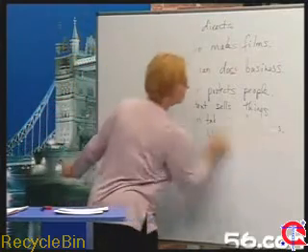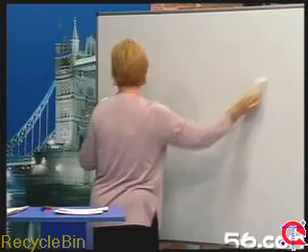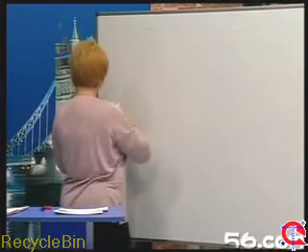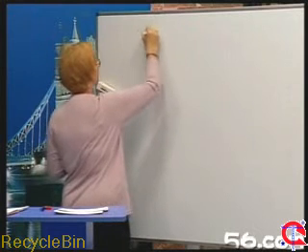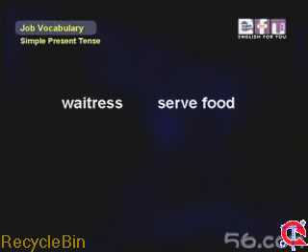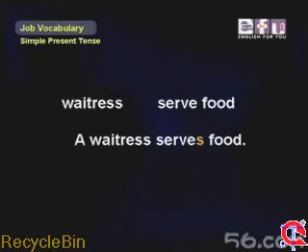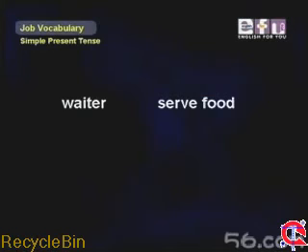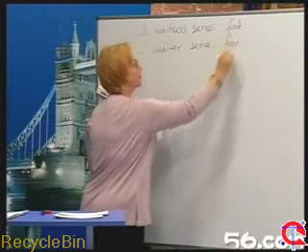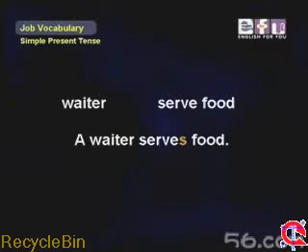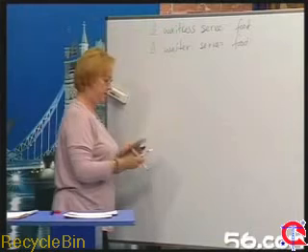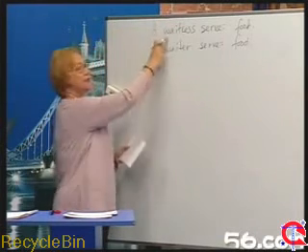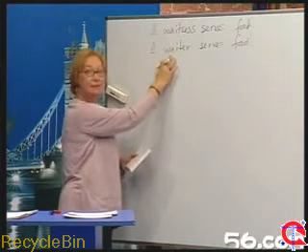We have a lot of jobs here, and you can see what these people do. All right. Okay. Let's use black. Waitress. Serve. Food. All right. This one is for Lisa. A waitress serves food. Okay. And also for Lisa. All right. A waiter serves food. A waitress is a woman. A waiter is a man.